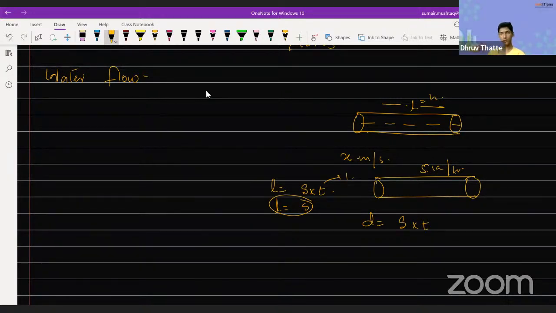Yes, sir. Sir, should we convert it into meter per second? Depends. If the units are given there, then you can convert that into meter per second, whatever the units are there.